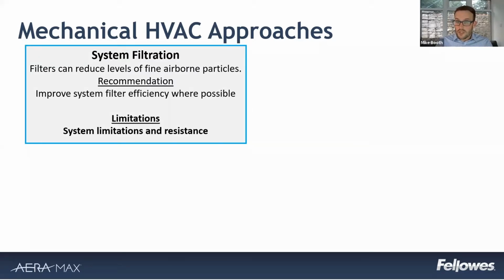The introduction of filters can ultimately increase the filtration efficiency and also decrease the amount of particulate that can be introduced into the space. Ultimately, the recommendation here, as you look to the guidelines, is to improve the overall filtration efficiency. But as with any of these approaches, there are limitations. At the end of the day, if you increase the filtration within a system, you're also increasing the level of resistance. So you need more air, more energy, more power in order to move that air through. Also, quite simply, within many dental environments, these types of systems just don't exist. So this type of approach is just really a non-starter.